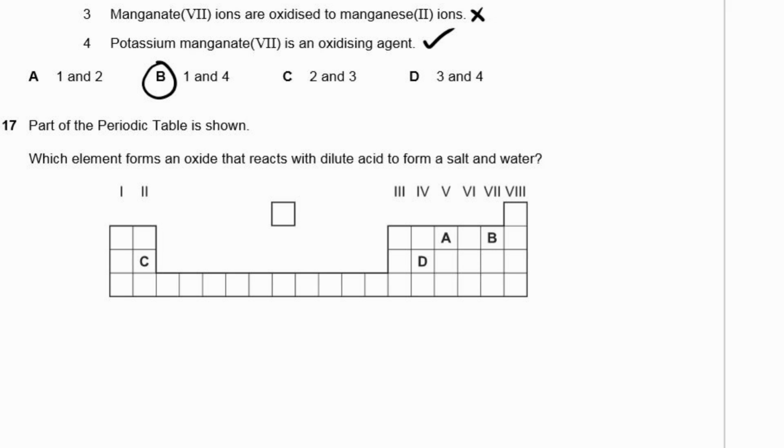Question 17. Part of the periodic table is shown. Which element forms an oxide that reacts with dilute acid to form a salt and water? So obviously, it's talking about a basic oxide. Okay, so which element has a basic oxide? If we look at this, they're the alkali metals and alkali earth metals, which leads to the conclusion that they're alkali. They form basic oxides. So that means the answer is C.